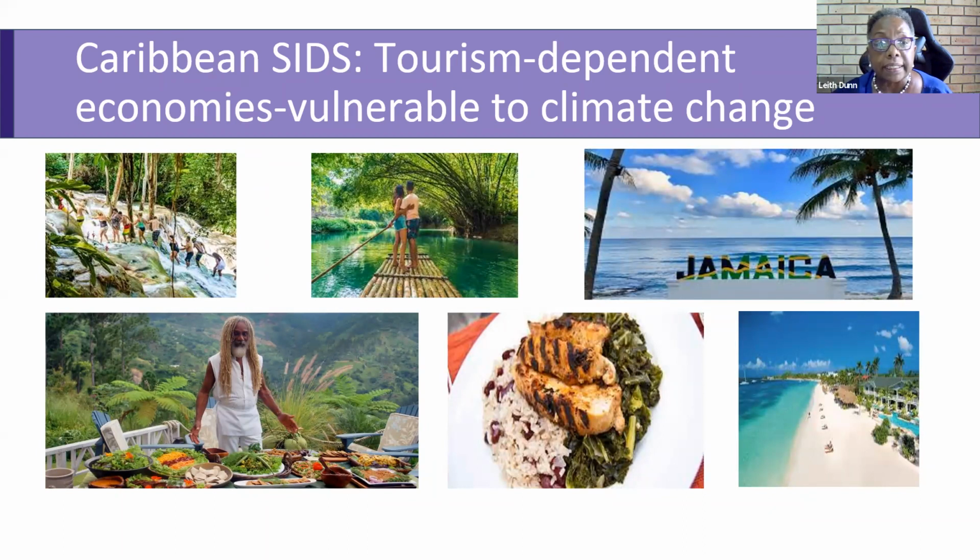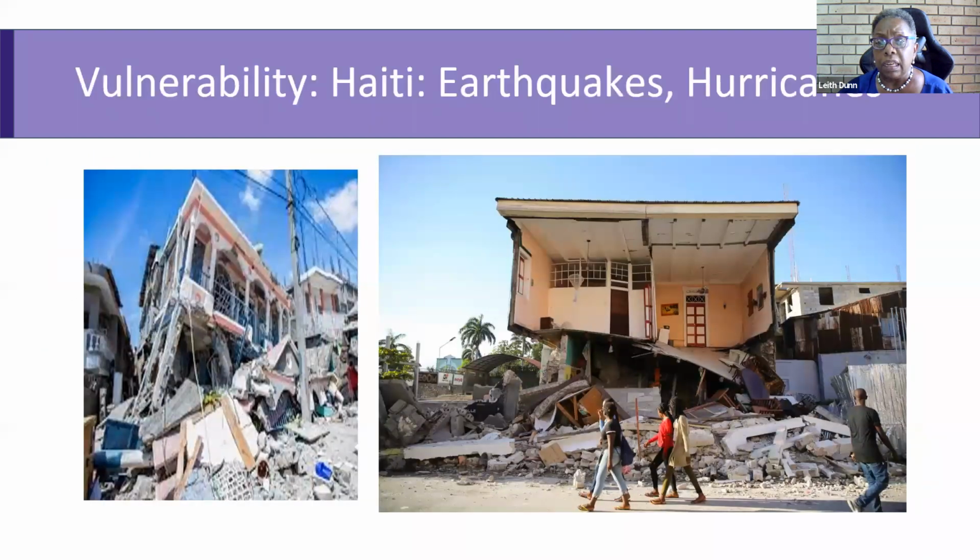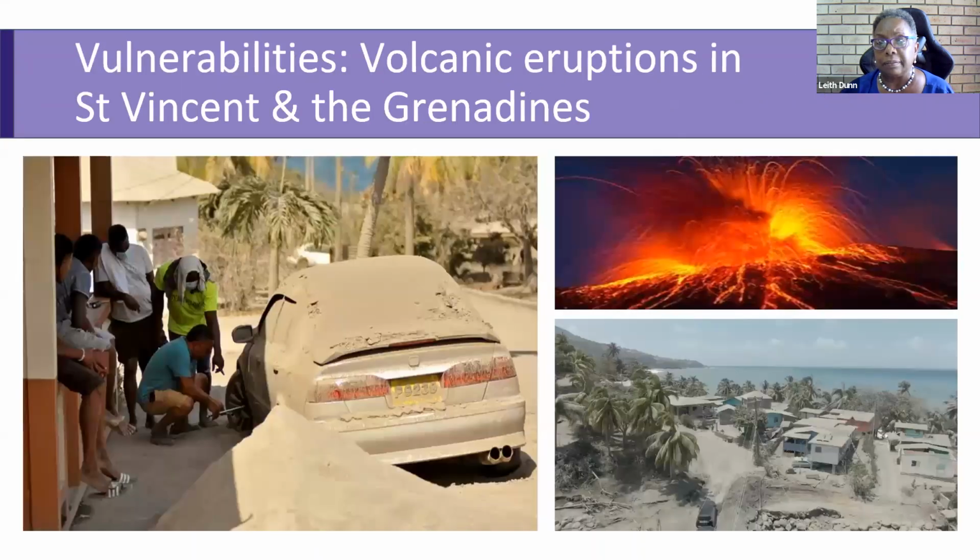There's the Dunn's River Falls here, beautiful rivers, beaches, food, all of these things. Now, the other side of this paradise is that small island developing states are dependent on tourism, and we're very vulnerable to climate change. We see, for example, Haiti. Haiti has suffered several earthquakes, hurricanes, and these are livelihoods which are destroyed, but also infrastructure, and therefore it is very much a part of our lived experiences.